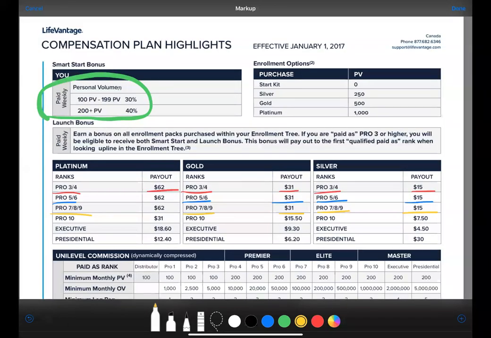At the green circle at the top, you guys can see that if your personal volume is between 1 and 199, you're going to get paid 30% Smart Start bonus. And if it's 200 and plus, you're going to get paid 40% Smart Start bonus. So that's kind of what you want to aim to have every month. There's no sense leaving money on the table, okay?